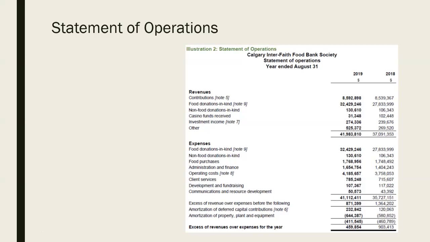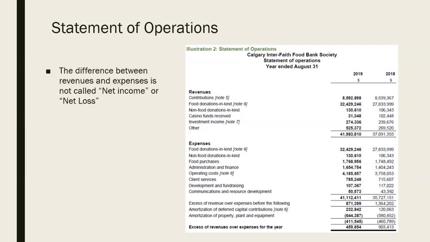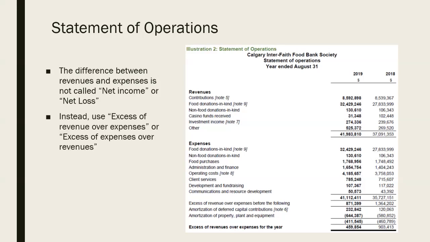It reports revenues and expenses. And the difference between the revenues and expenses is not called net income or net loss, but instead a more generic expression of excess of revenue over expenses, or if expenses were more, excess of expenses over revenues is used. In the case of the Calgary Food Bank, for the year ended August 31st, 2019, it had revenues that exceeded expenses by $459,000 and change.